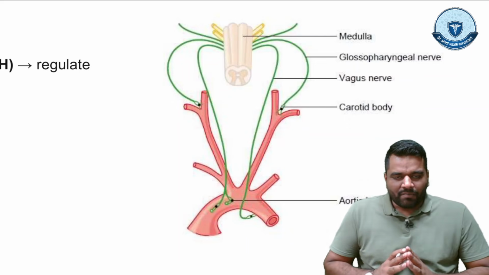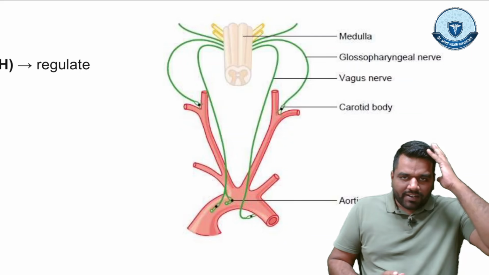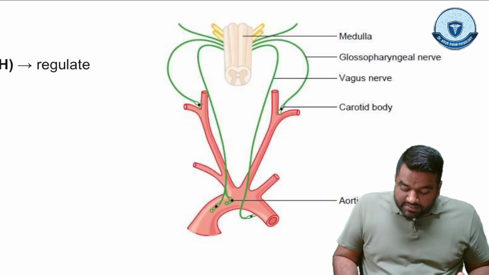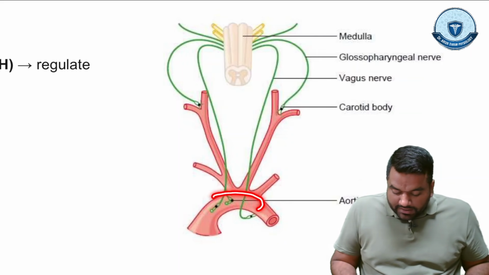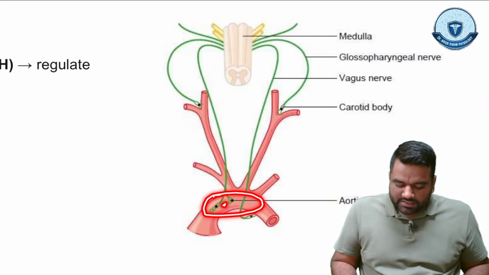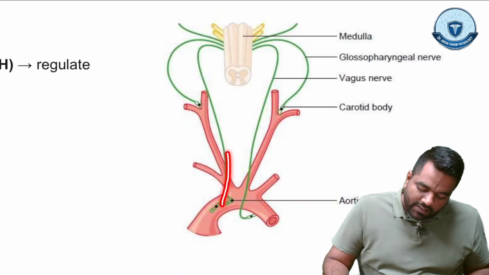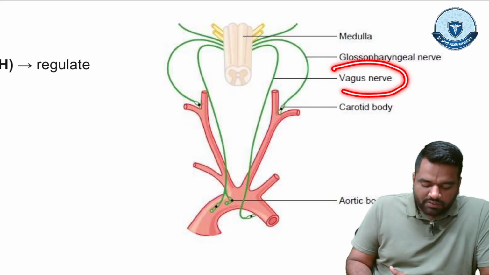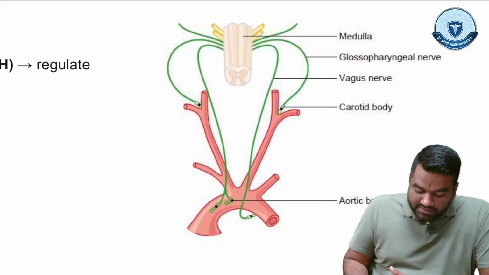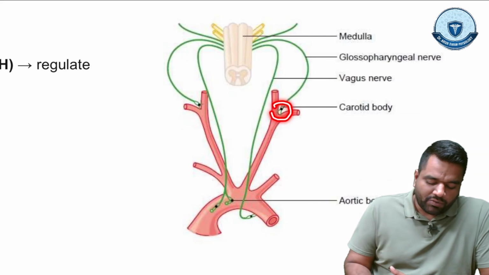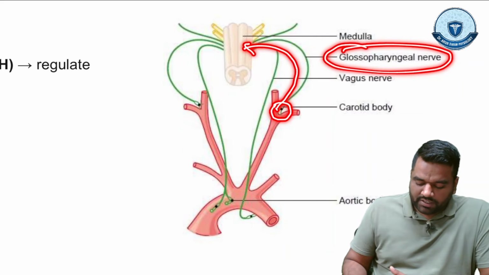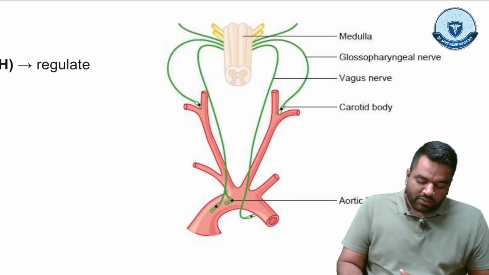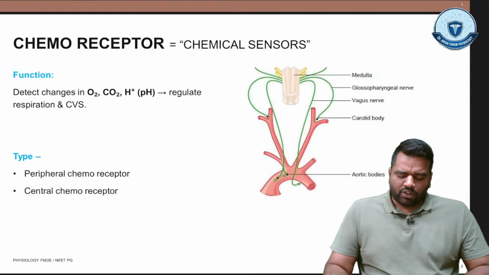These are the sensors and everything is actually regulated by the brain. So how will the brain know what these sensors are sensing? They are connected via nerves. The nerve connecting the aortic chemoreceptor is the vagus nerve, and the nerve connecting the carotid chemoreceptor is the glossopharyngeal nerve. Both connections are actually connected inside the medulla, so the medulla regulates it. Now let's talk one by one.